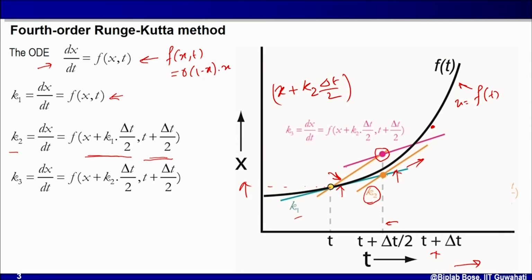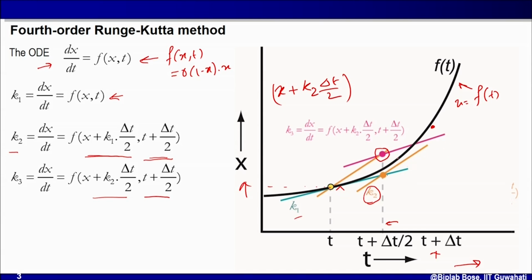So now if I draw a tangent, a line having a slope dx dt, the slope of that line will be k3 equal to dx dt equal to f function of x plus k2 delta t by 2, that is the value of x at that position, and the value of time at that pink position, that is t plus delta t by 2. So in this way, I have got the slope of this pink line, which is k3. So now let us clean a bit and see what I will do next.